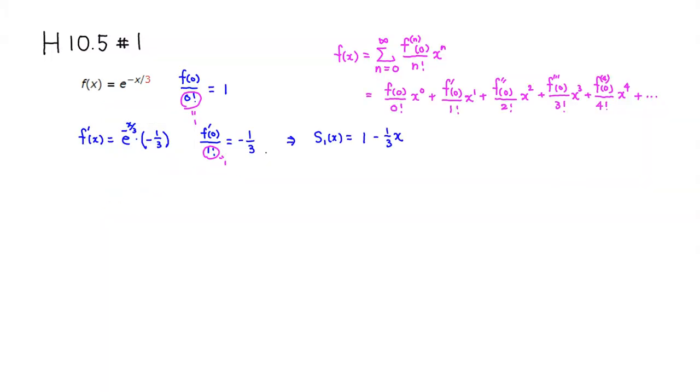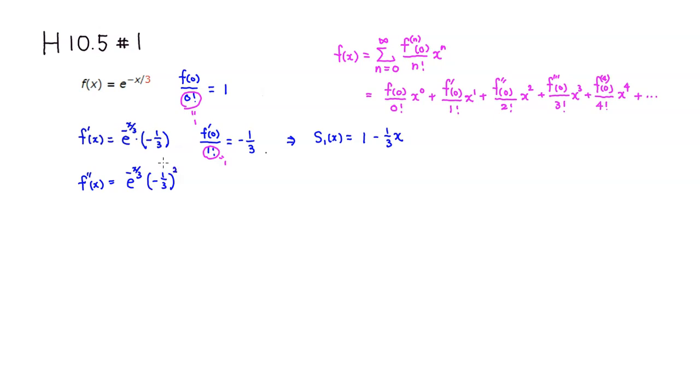Let's do S2. We need to find the second derivative. The derivative of that, the constant is already there, so negative 1/3. If you take the derivative of e to the negative x over 3, it would be e to the negative x over 3 multiplied by another negative 1/3. So I'm going to square that.